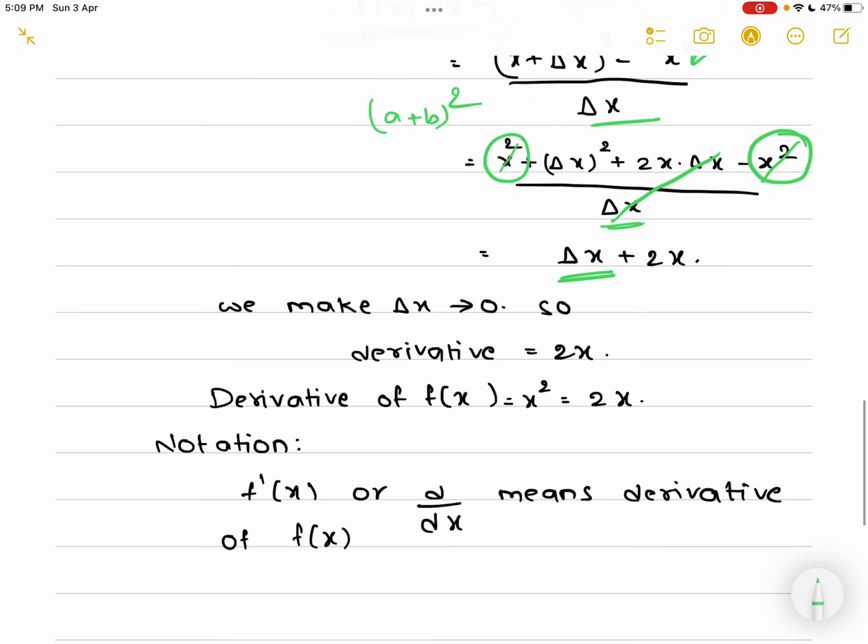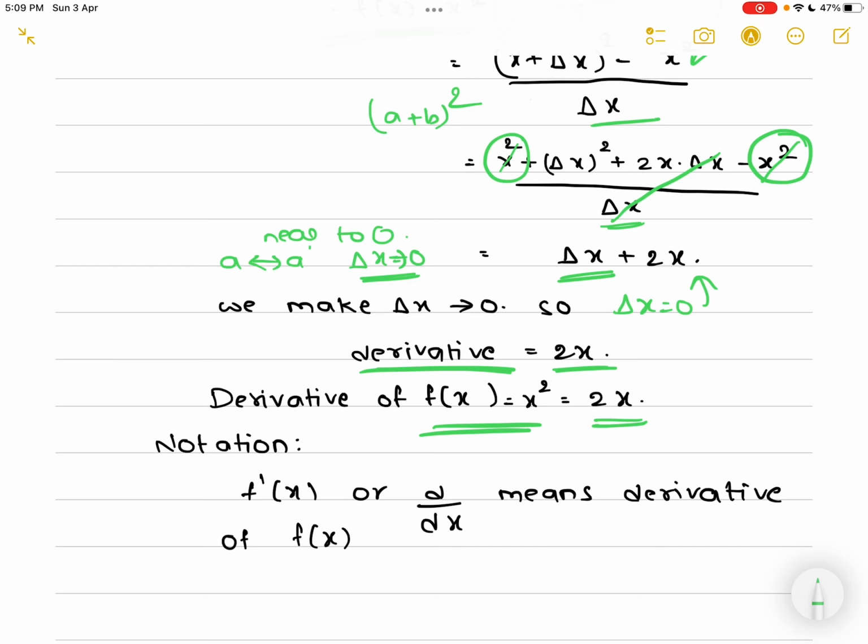Now as we discussed, we will make the difference between point A and point A dash very minimum, so that it will be near to 0. So delta x tends to 0. Substituting delta x equal to 0 here will give us 2x, which is the derivative. So the derivative of f of x equal to x square is 2x.